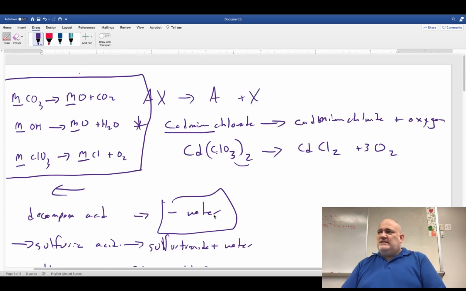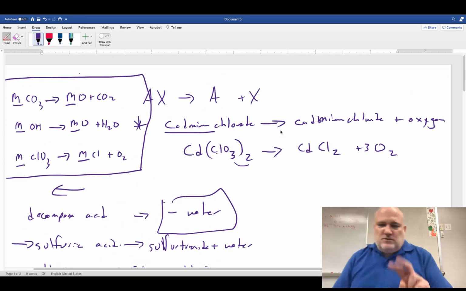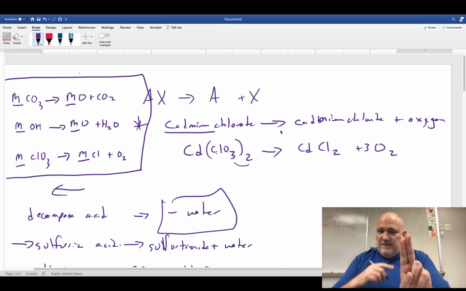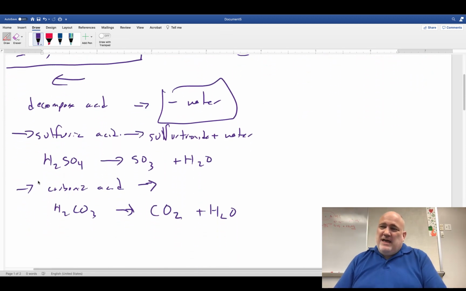So what I would suggest is this. Anytime you see an individual compound just sitting there by itself, you're just going to split it apart, because that's what we do with decompositions. However, if the decomposition happens to be one of these 3, a metal carbonate, a metal hydroxide, or a metal chlorate, you're going to have to follow this template to write what the products are. Similarly, when you deal with the acids, you're going to have to just subtract water, and I can't see me giving you more than sulfuric or carbonic acid.